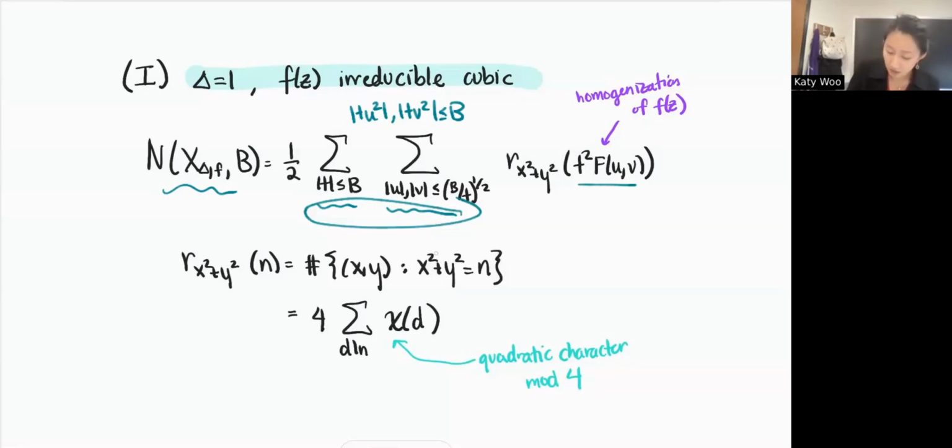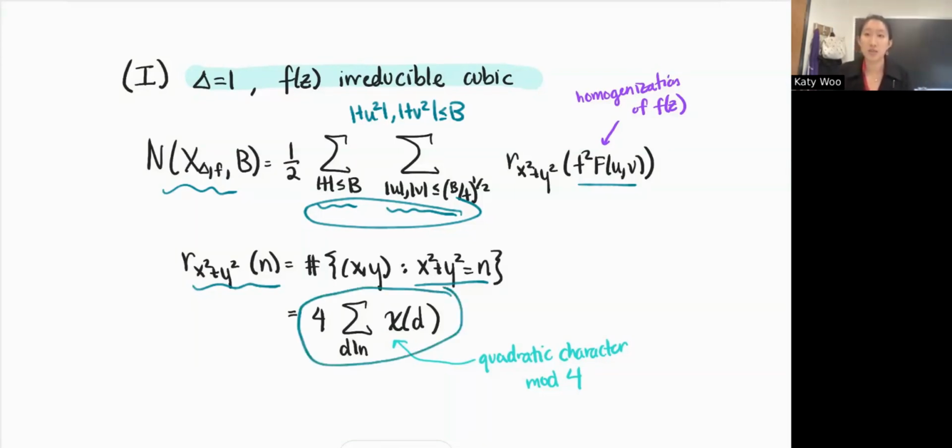Okay, so now let's look a little bit closer at our representation function, the number of ways of writing n as the sum of two squares. Well, we have a very clean expression for it as 4 times the sum over divisors of n of chi of d, where chi is a quadratic character mod 4. And so it has this nice Dirichlet convolution structure, and that's really going to be the starting point for the proof technique here.